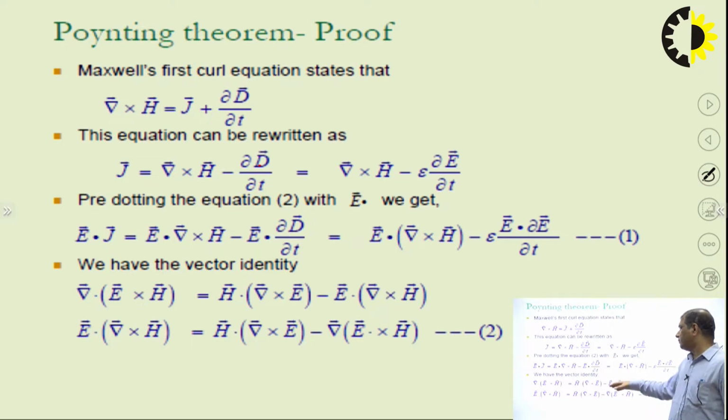So from this theorem, we can write this term E dot del cross H is equal to H dot del cross E minus divergence of E cross H, del dot E cross H. This is our equation number 2. So now we can use this value of E dot del cross H from equation number 2 in equation number 1. After substituting this value of E dot del cross H, that is equal to H dot del cross E minus divergence del dot E cross H, in equation number 1, what will we get?